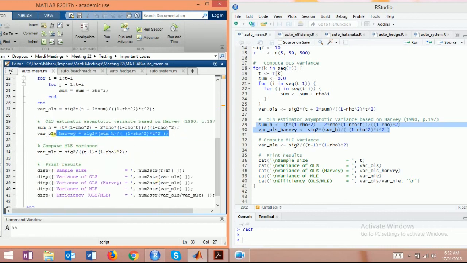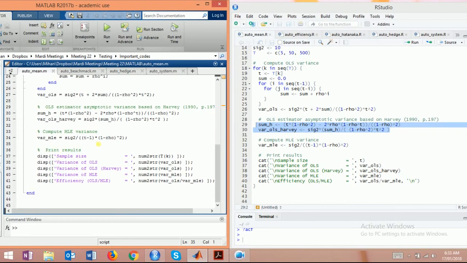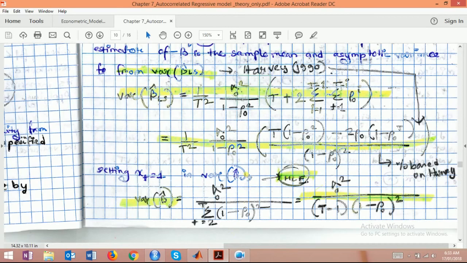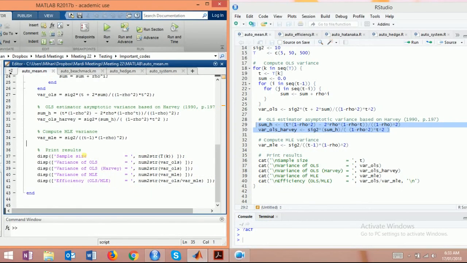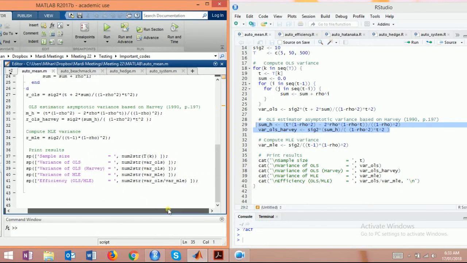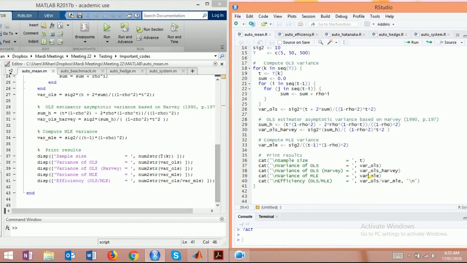Now the OLS estimator based on asymptotic variance is one with Harvey and one without Harvey, plus the MLE variance. The variance of maximum likelihood is sigma square over t, times 1 minus rho square, from the regular maximum likelihood estimation. That's all. So we have the different variances.